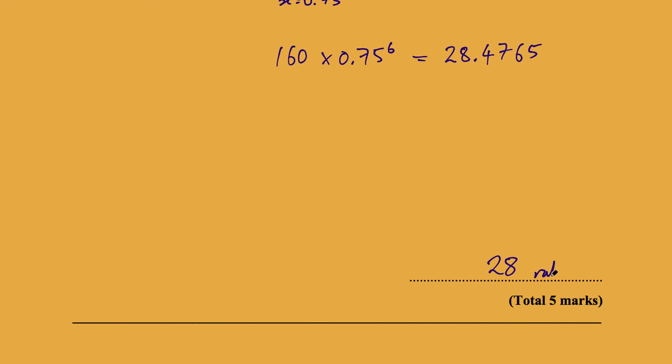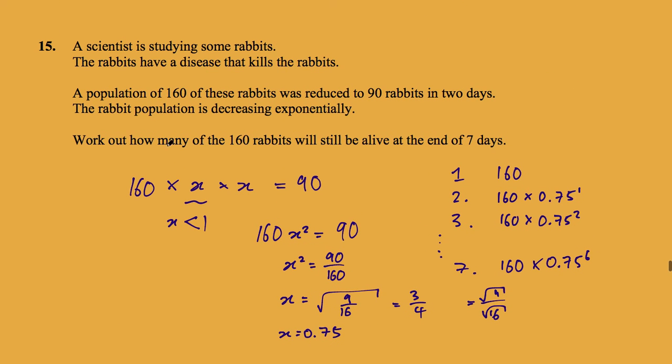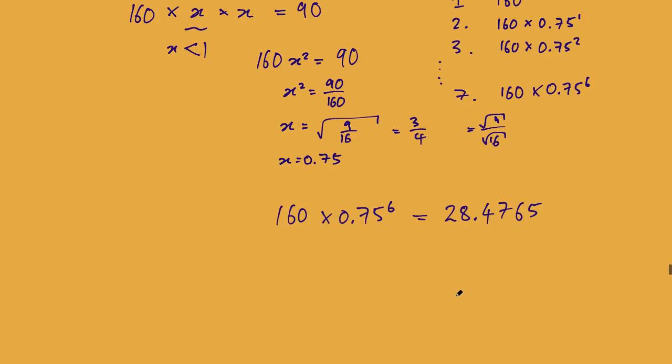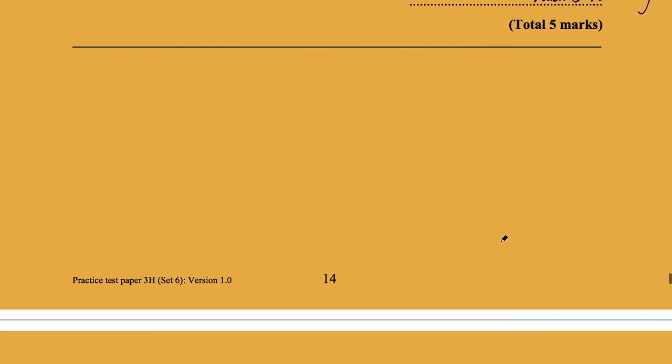28 rabbits remaining. And I better check the question. Did it ask for rabbits remaining or how many have died over the time? Remaining alive, how many will still be alive? So that's my answer to the question. 28 rabbits remaining.